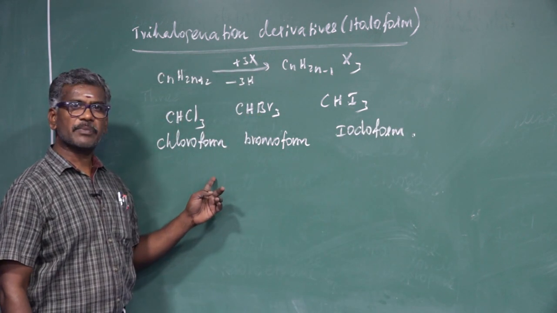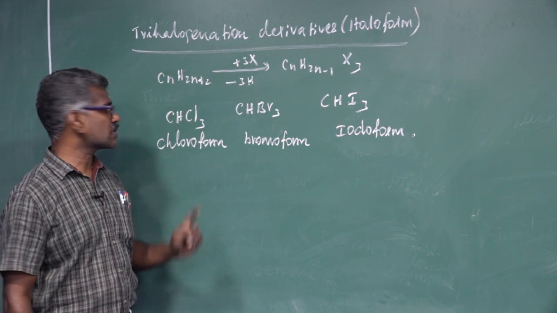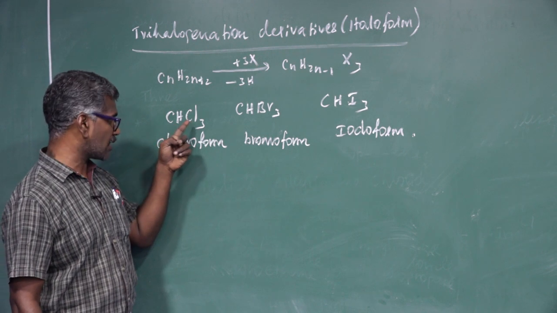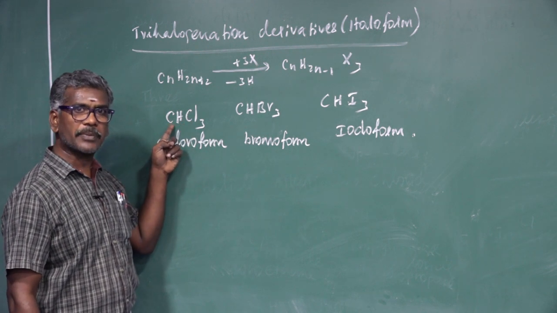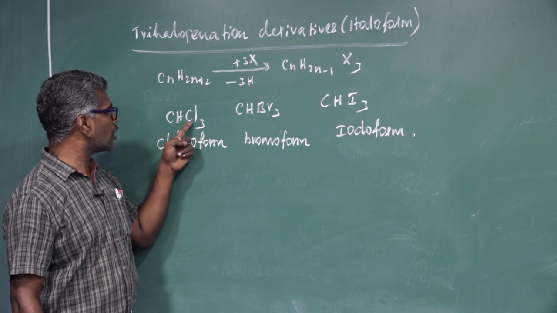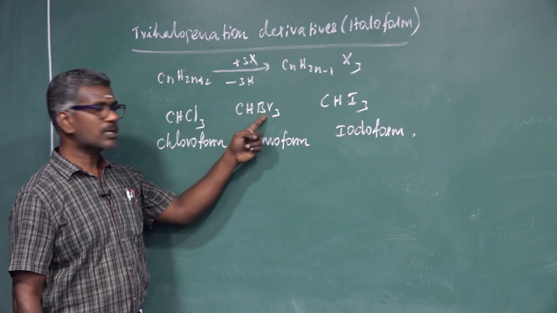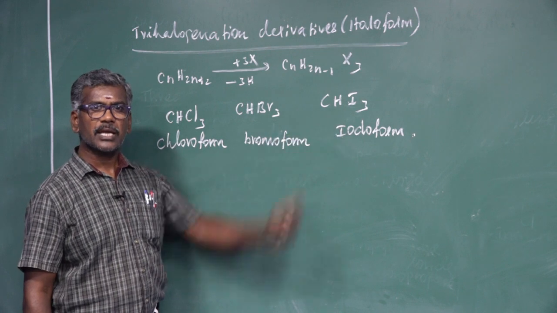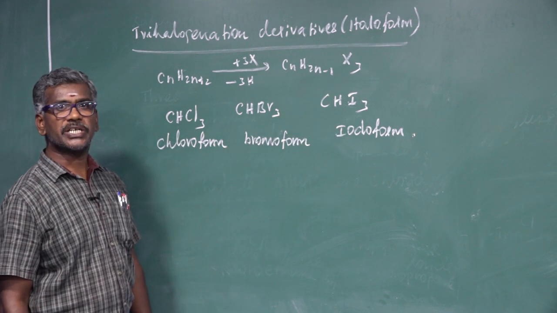These are the best examples for trihalogen derivatives. For the IUPAC name there is no need to give the number, because 3 halogens are attached to the same carbon atom. So trichloromethane, tribromomethane, triiodomethane. Next one, tetrahalogen derivatives.